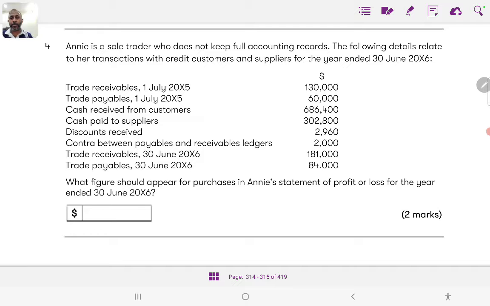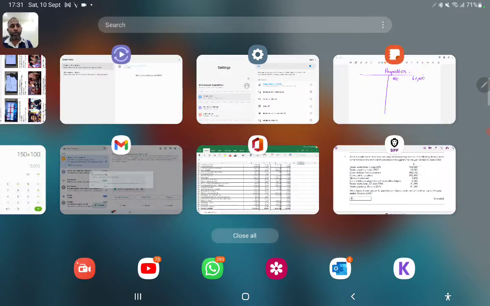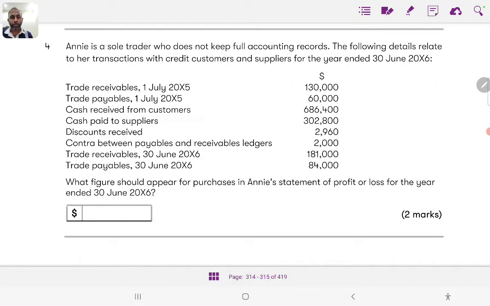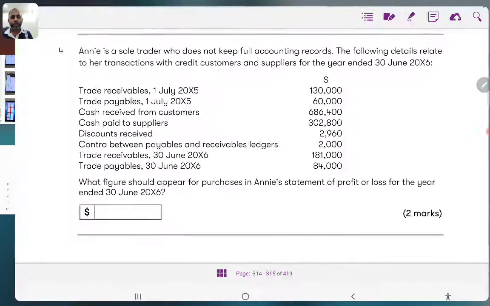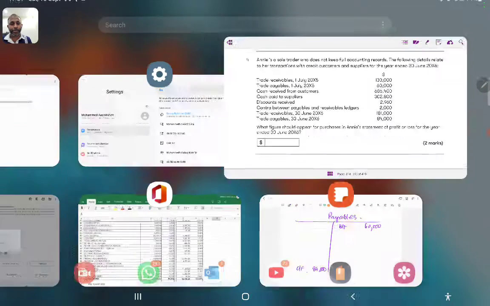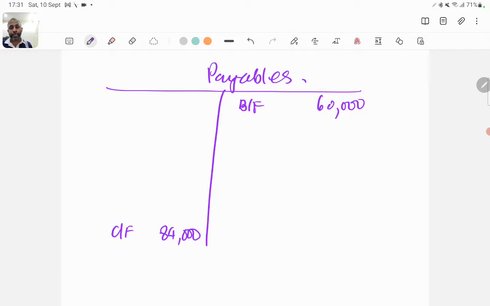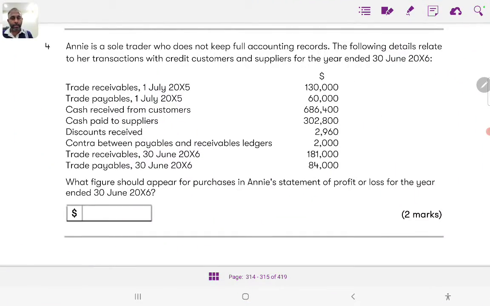The first one, we need to have the opening balance for trade payables, 1 July 2015, 60,000. Payable is a credit balance, so we will have it that way. And then we also have the closing balance, trade payables on 30 June 2016, 84,000. So that is carried forward, 84,000. Then the respective other information: cash received from customers, we don't take it. Cash paid to suppliers, 302,800. So cash we will credit and then we will debit here 302,800.